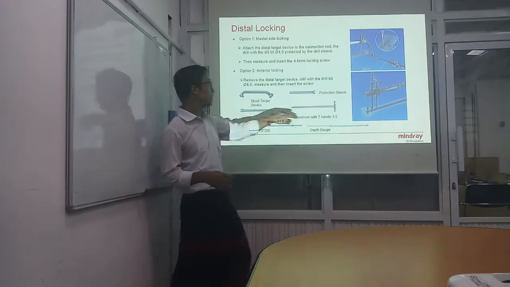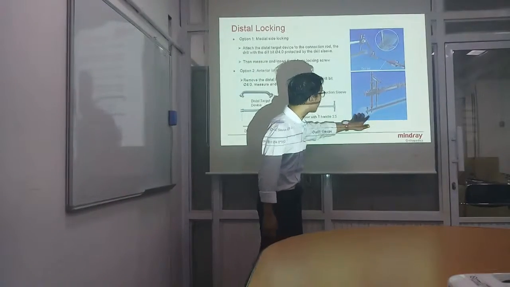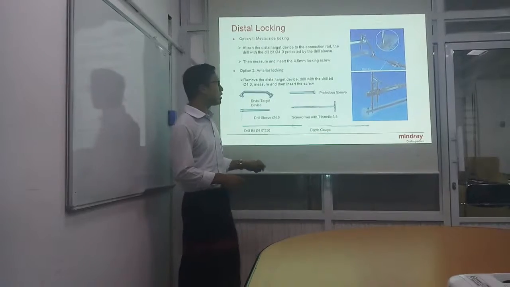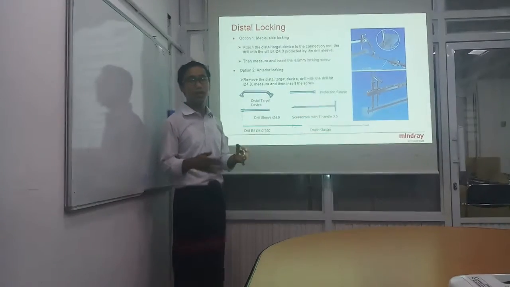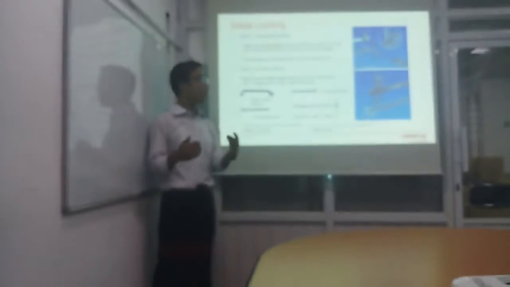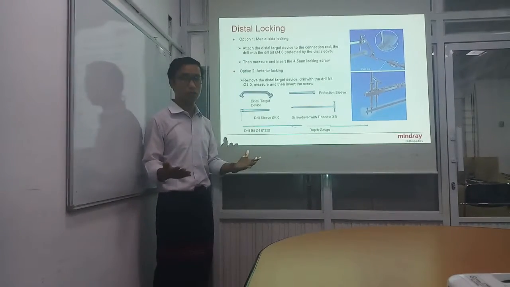Option 2. Anterior locking. Remove the distal target device. Drill with the drill bit 4.0, measure and then insert the screw.